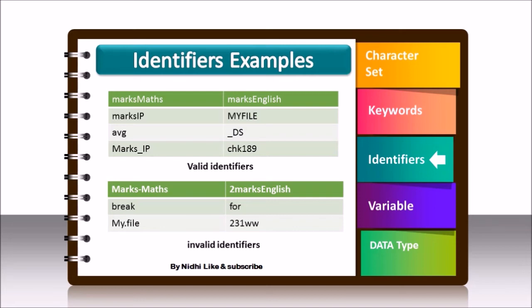Okay, next is my.file. So this dot symbol or period symbol is not allowed in an identifier's name. And 231ww is also wrong because it starts with a number. So these are invalid identifiers.